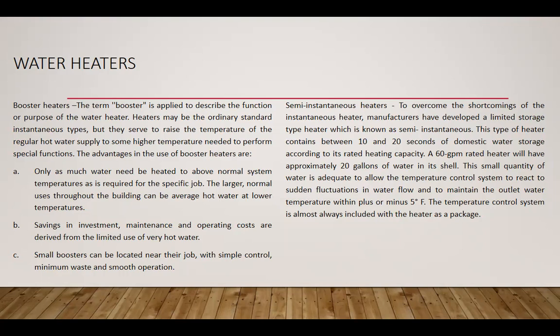Next is the semi-instantaneous heaters. To overcome the shortcoming of instantaneous heater, manufacturers have developed a limited storage type heater, which is known as semi-instantaneous. This type of heater contains between 2 to 20 seconds of domestic water storage, according to its rated heating capacity. A 60 GPM rated heater will have approximately 20 gallons of water in its shell. This small quantity of water is adequate to allow the temperature control system to react to sudden fluctuation in water flow and to maintain the outlet water temperature within plus or minus 5 degrees Fahrenheit. The temperature control system is almost always included with the heater as a package.